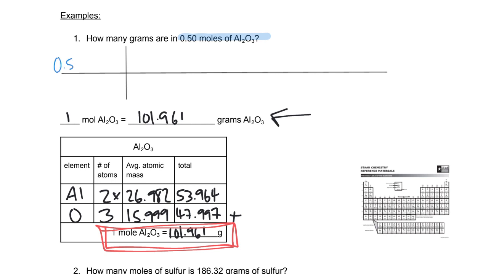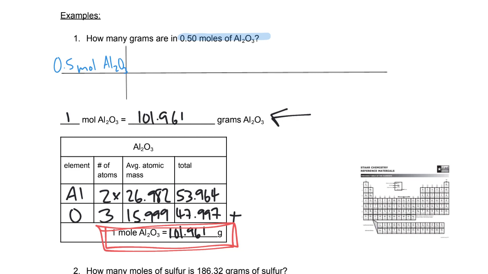0.5 moles of Al2O3. That's what we're starting with here. And what we're trying to figure out is how many grams are in that amount. And we're going to use this conversion factor that we just wrote in order to do that.